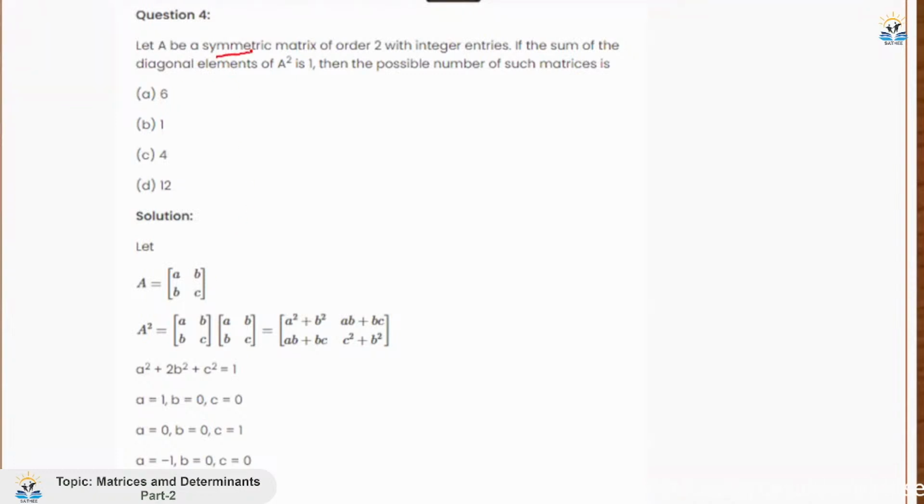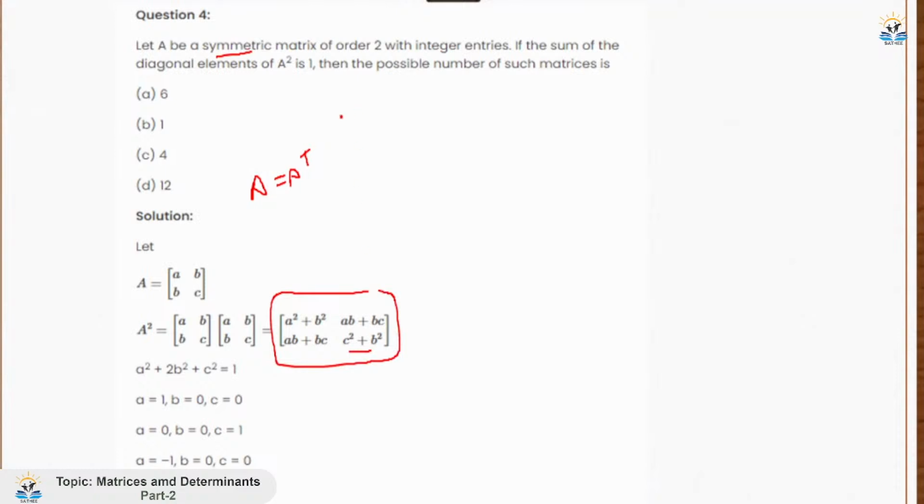But since it is a symmetric matrix, the off-diagonal elements would be equal. So the matrix is A, B, B, C, because a symmetric matrix implies A is equal to A transpose. In transpose, these elements reverse and diagonal elements remain the same. So these two elements need to be equal. Then multiply A by itself, you will get A square plus B square, then AB plus BC, then AB plus BC again, and finally B square plus C square. You are getting this as your A square.